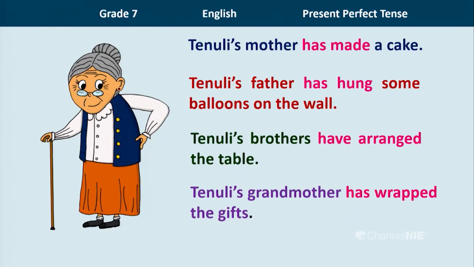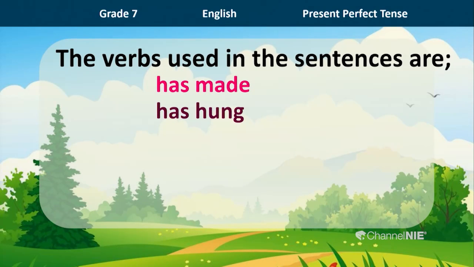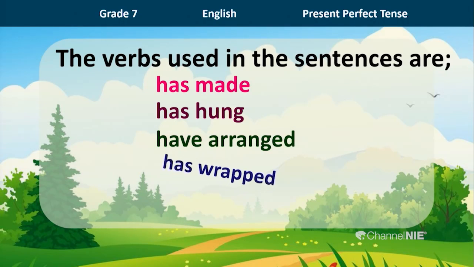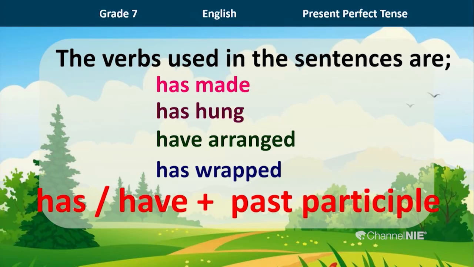You can see the verbs in pink color, right? We are going to take the verbs together now. The verbs used in the sentences are has made, has hung, have arranged, has wrapped. So, the verb is formed as has or have plus the past participle. Children, remember, to form the verb in the above sentences, we have used has or have plus the past participle. Now, I believe you can remember when the subject is singular, we use has. If the subject is plural, we are using have. And then you have to add the past participle of the verb.